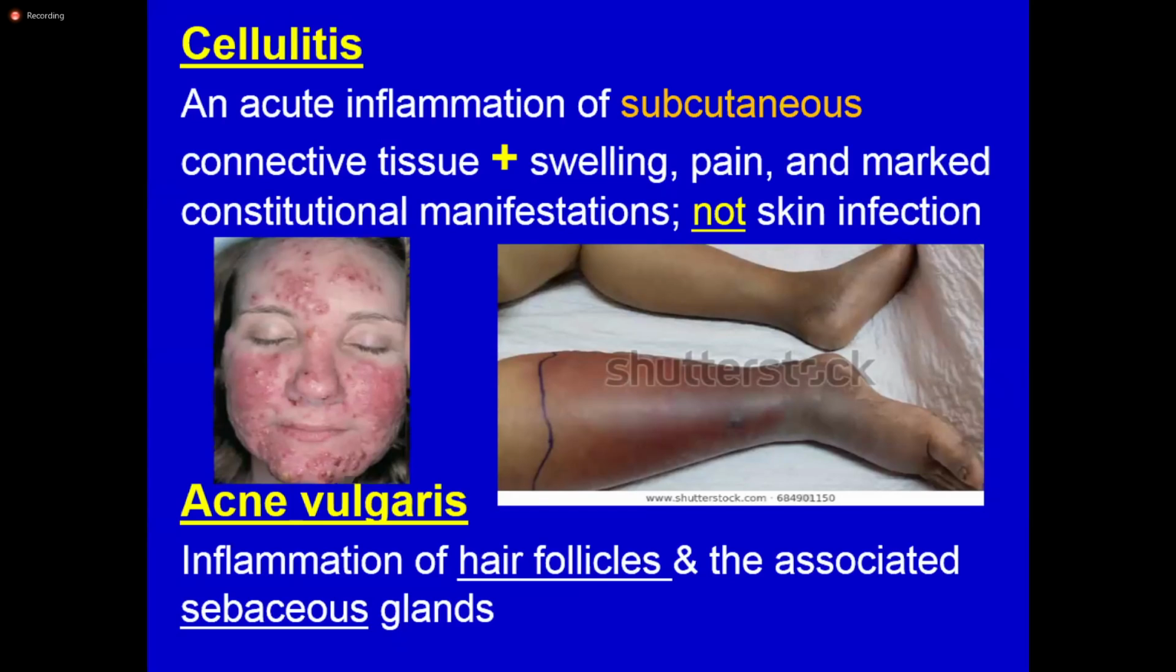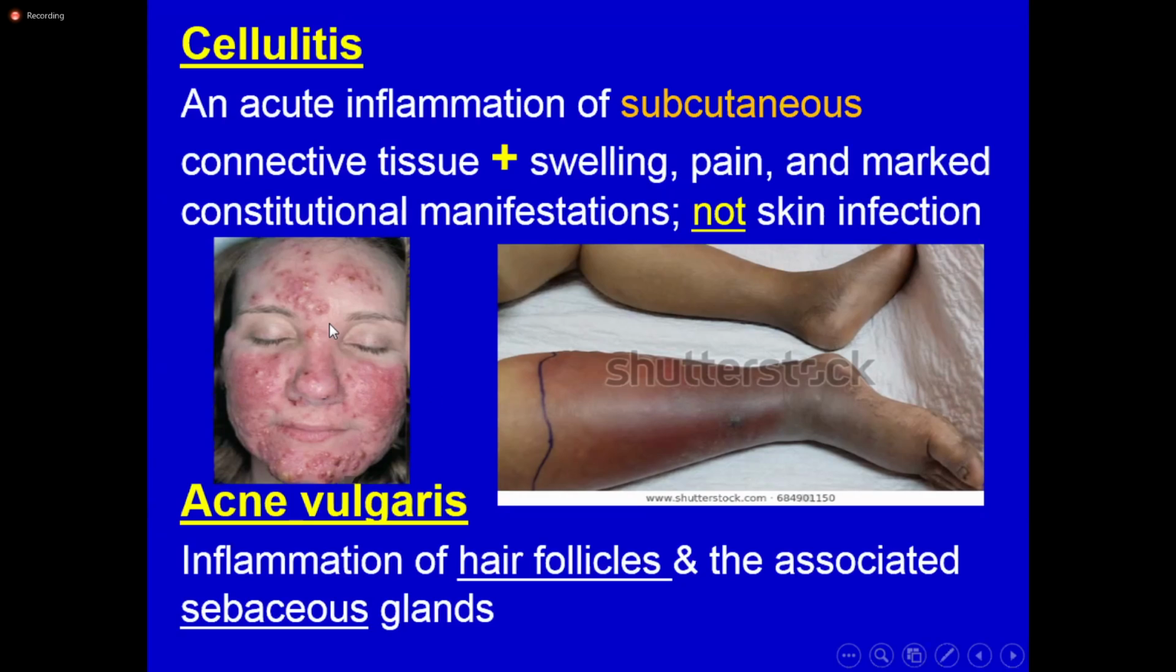Now, what is cellulitis? It is an acute inflammation of what? Of the subcutaneous connective tissue. Now, deeper. Erysipelas was infection of the dermis. Now we go deeper into subcutaneous tissue. There will be swelling, pain, marked by constitutional manifestations. So this is not infection of the skin, but of the subcutaneous tissue.